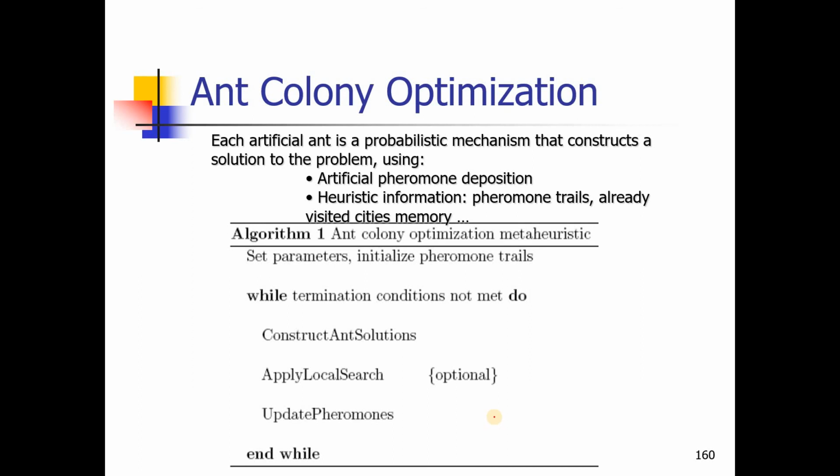In that case, what we do is that there are small artificial ants, ant programs or ant units created. So what is this program? It is a small probabilistic mechanism. So it is based on probability. It is a small program or a small mechanism based on probability that will construct a solution to the problem. Okay.